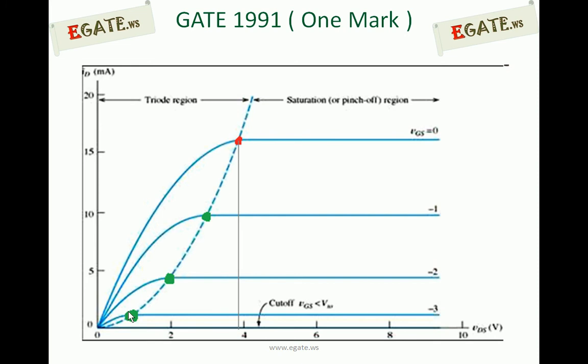When VGS is equal to 0, the value of VDS at which the drain current saturates will be treated as the pinch off voltage. This is the point. And if you increase VGS in the negative direction like this, at one point of VGS the drain current will become completely 0. That is called VGS off. VGS off is the minimum amount of VGS in negative voltages required to maintain drain current 0.